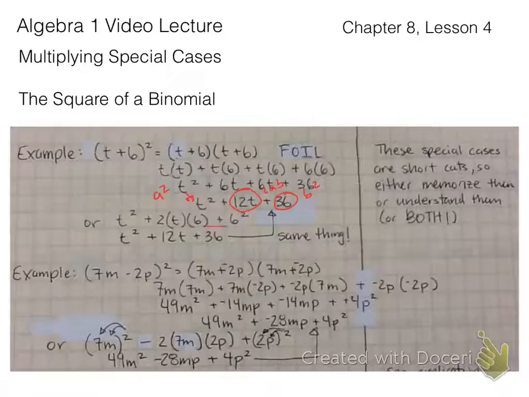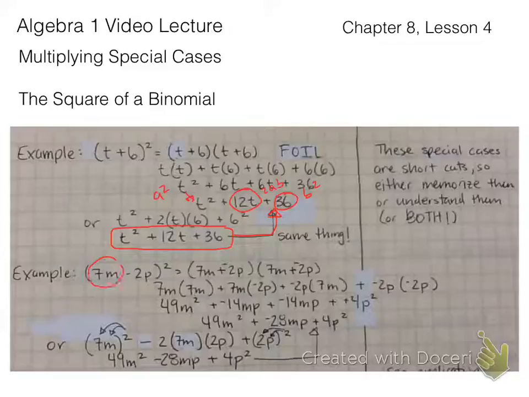So it ends up being this pattern that showed up every time you did a binomial square. It's going to be the first number squared. The second term in the answer is going to be 2 times the first times the second, and the third term is going to be the second one in the binomial squared. All right? And again, the same works when you have a binomial that has subtraction in it.